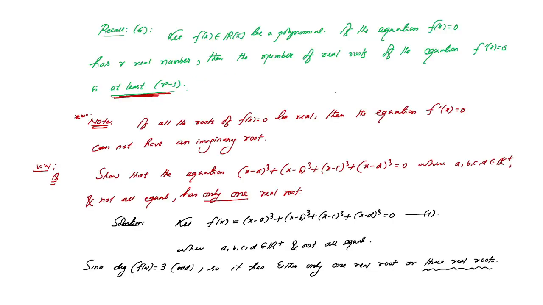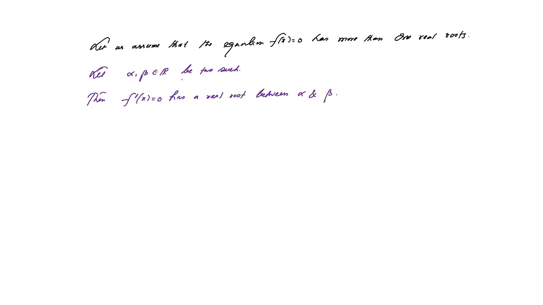Why do we say that? Because if the polynomial equation f(x) = 0 has r real roots, then the number of real roots of the equation f'(x) = 0 is at least r − 1. That means f(x) has two real roots, so at least 2 − 1, that means one real root must exist of f'(x) = 0 with the help of the last corollary.